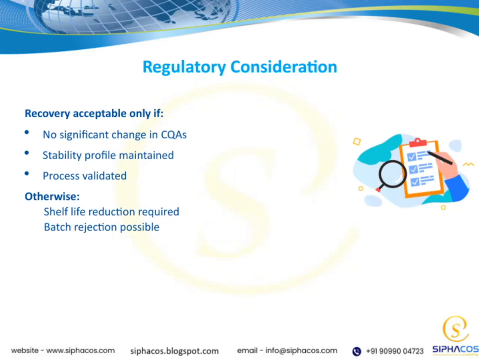Now, let's talk about the regulatory considerations we need to keep in mind during recovery. Essentially, recovery is only acceptable if there are no significant changes in the critical quality attributes, or CQAs, of the product. It's crucial that the stability profile remains consistent, meaning the product's quality and performance stay within the defined limits. Additionally, the process must be validated to ensure it consistently produces the desired quality. If any of these conditions aren't met, then we face important consequences.